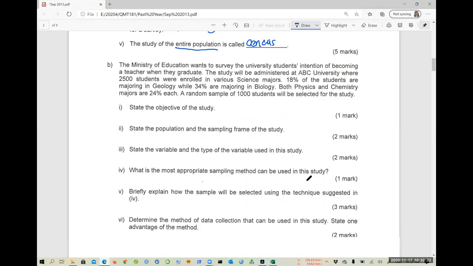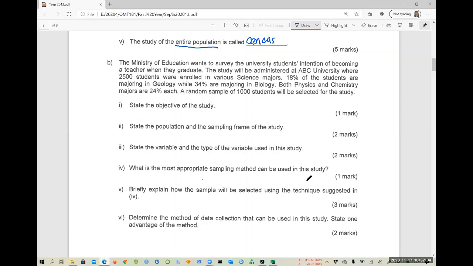And then for the second question, they will give you a scenario or a situation where you need to answer some questions related to the situation provided. Okay, so let's see what is the situation here. It says here, the Ministry of Education wants to survey the university students' intention of becoming a teacher when they graduate. The study will be administered at ABC University, where 2,500 students were enrolled. Okay, that is the population.